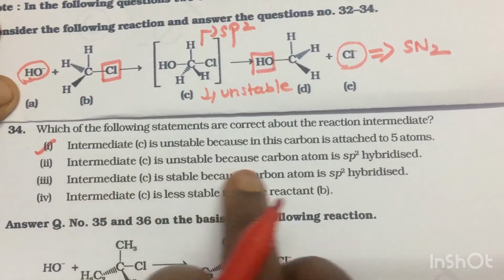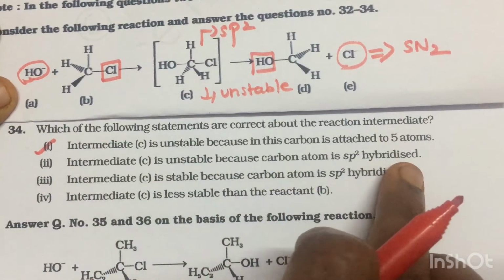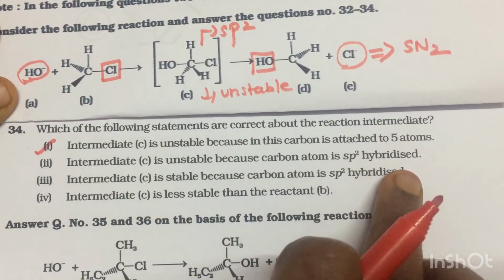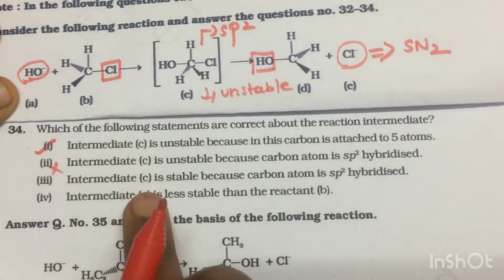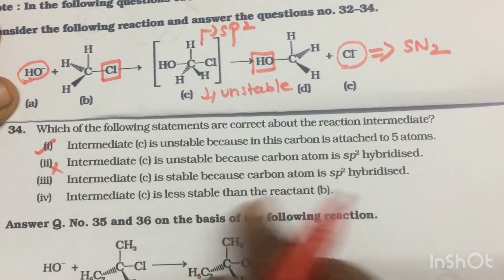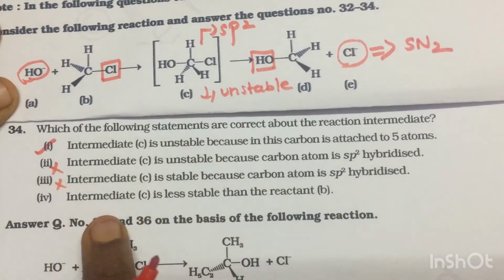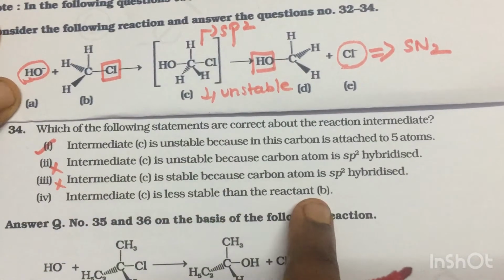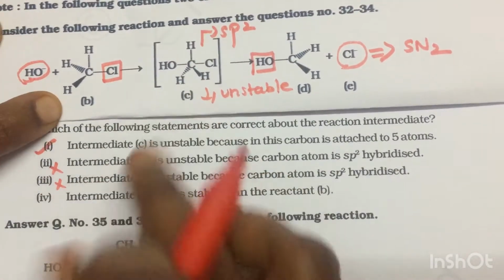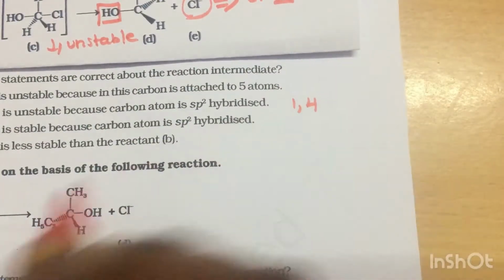Intermediate C is unstable because the carbon atom is sp2 hybridized. It is not unstable because of that, so the statement is wrong. Intermediate C is stable because, no, this is also not correct. Intermediate C is less stable than the reactant B. Yes, it is less stable than the reactant B. So the answer is 1, 4.